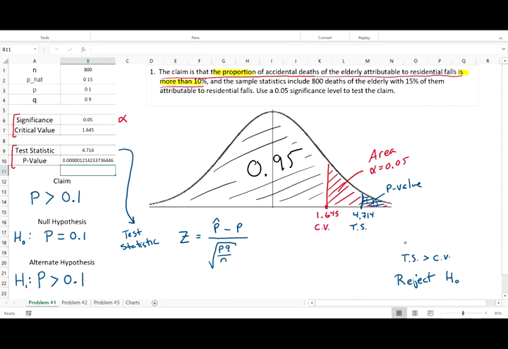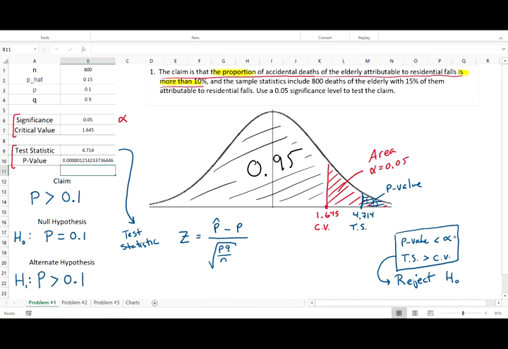So p-value is less than significance level. So both of these two results, you don't need to do both. It's one or the other. It's either the traditional method, which we did first, or the p-value method, which we did second. The traditional method compares z-scores, and the p-value method compares areas. They're both always going to give you the same conclusion.